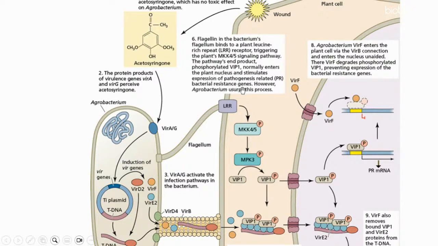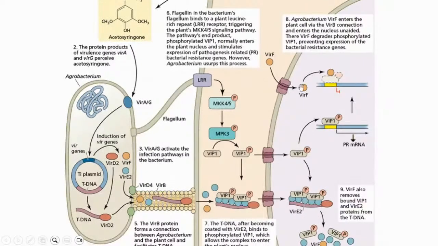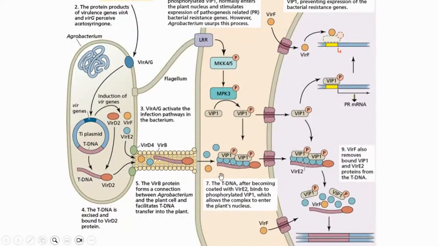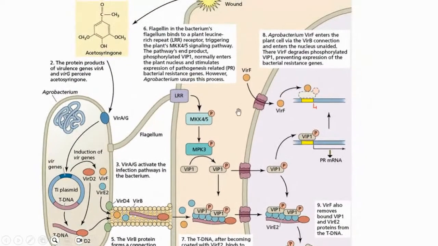They will start secreting bacterial resistance genes, and they can enter inside the nucleus unaided. That means they can enter inside the nucleus freely, or it can combine with the tDNA. Along with that, it can enter. But what is the peculiarity over here?